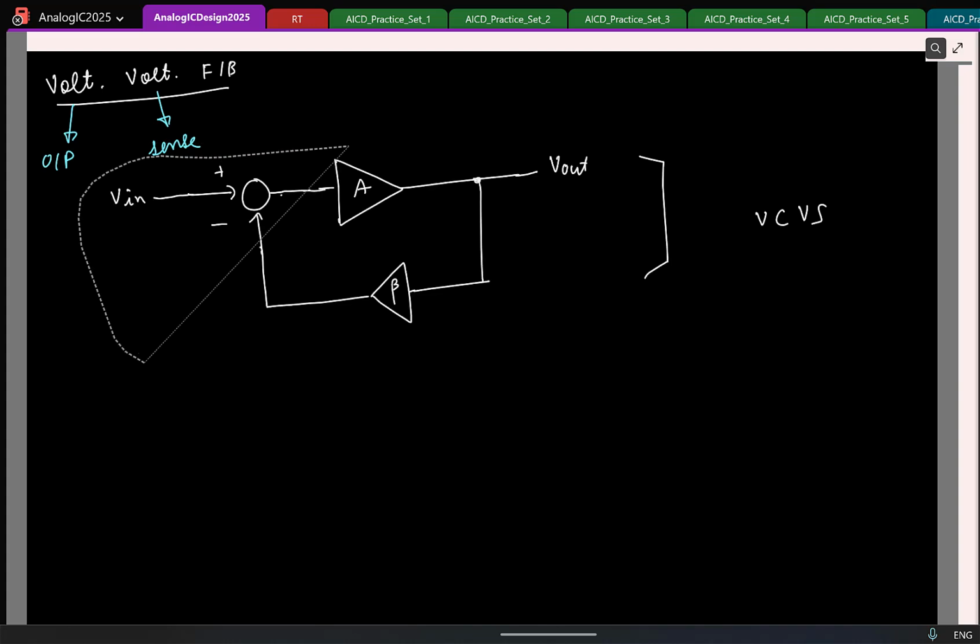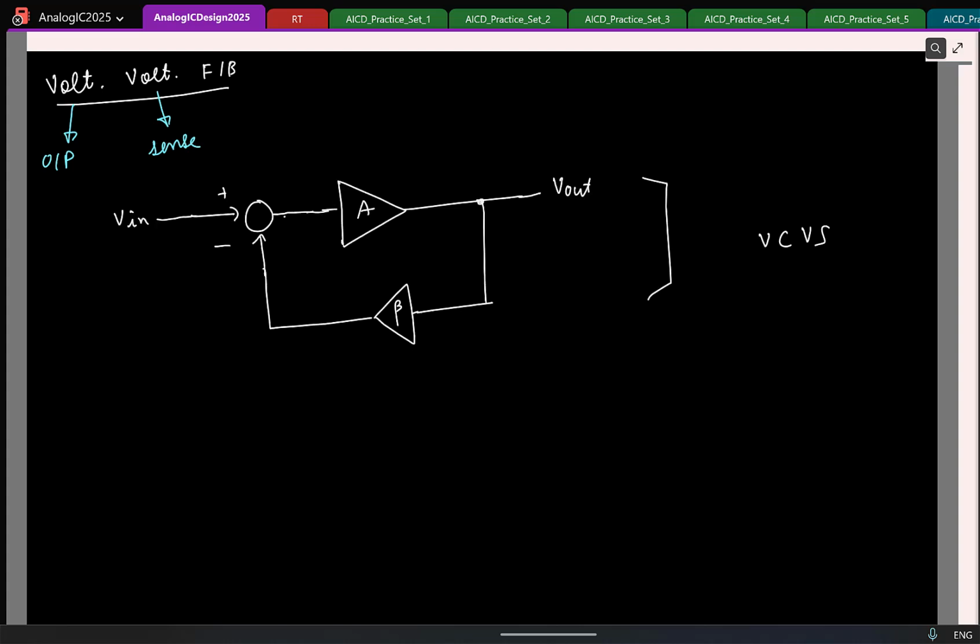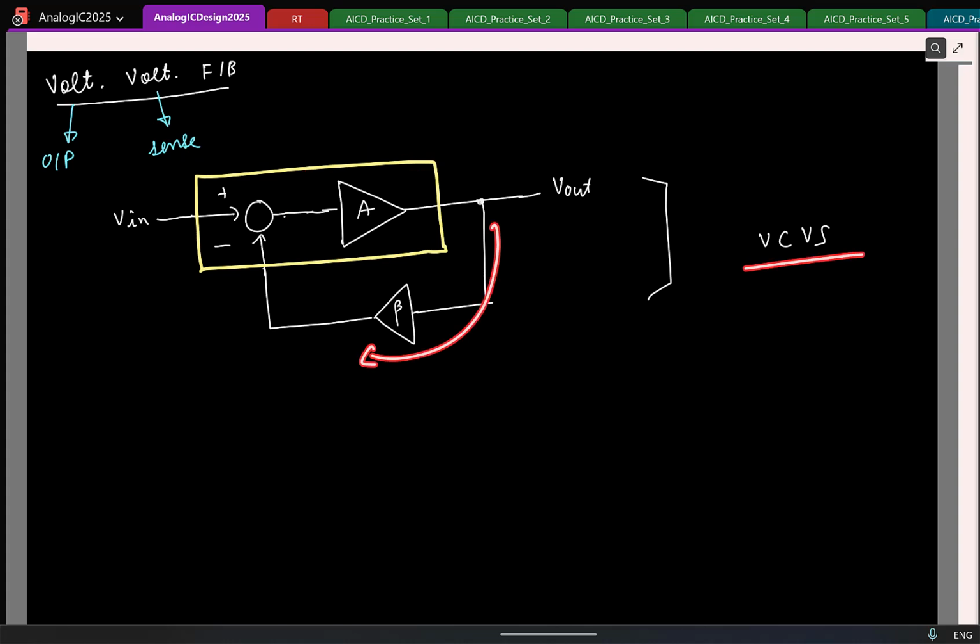And in fact, if you look at this block, if you look at the block I am highlighting in yellow, this itself is a voltage controlled voltage source, right? The output is voltage and the output is based on difference between two voltages. So you already have a voltage controlled voltage source with a gain A. So again, the question is, why do I put it in feedback and make another voltage controlled voltage source? Why do I do that?